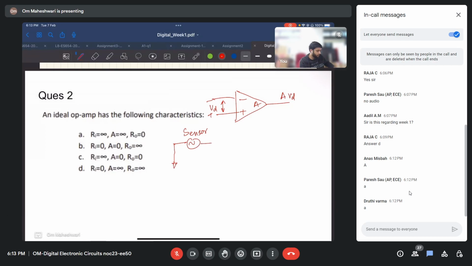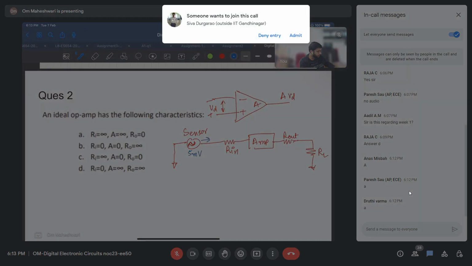Okay. Now you want to read this signal. Let's say this is the Rn of the amplifier. You have some amplifier block. This is R out. And you have some load, RL. While reading the signal, let's say this is 5 millivolt, you want all of this 5 millivolt across this amplifier, right?